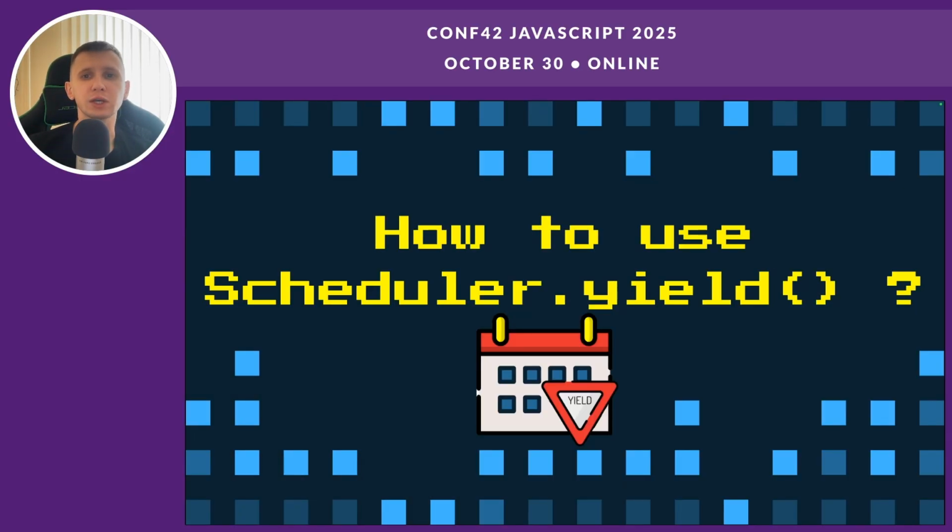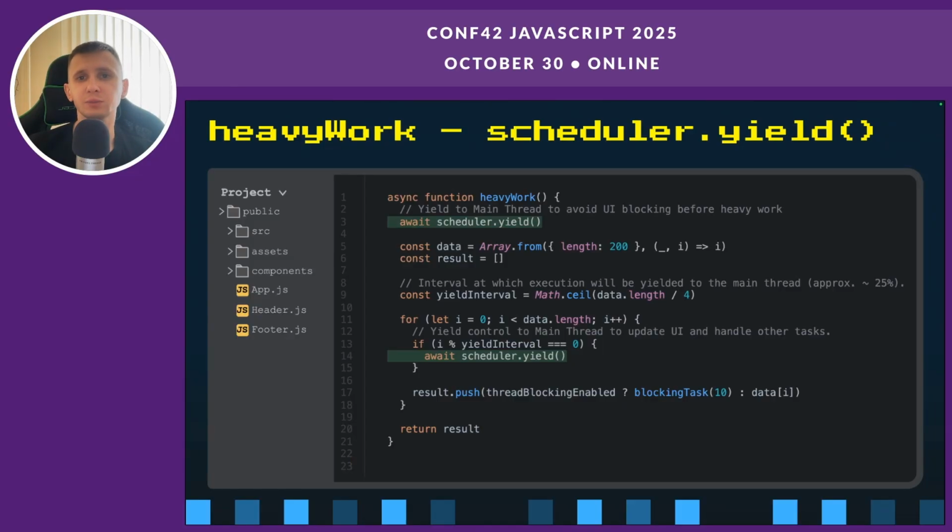So how to use Scheduler.yield? Once you understand how it all works, the types of tasks, the problem caused by long blocking operations, and the priorities, the use of Scheduler.yield becomes straightforward, but it should be used wisely and with due caution. Here is an updated version of the heavy work function using Scheduler.yield. Now, instead of setTimeout, you just need to call await Scheduler.yield, and the rest remains unchanged. Here and here, instead of setTimeout, we're just calling await Scheduler.yield.